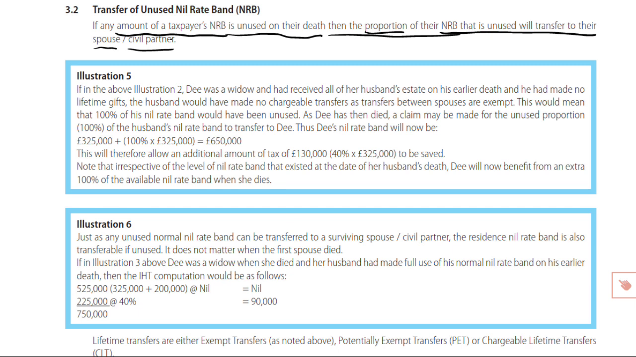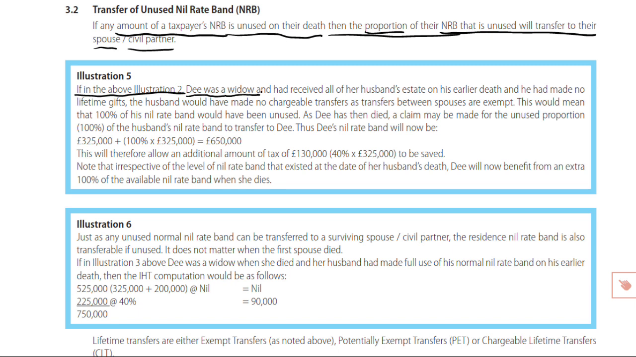So very good news indeed as regards mitigation of IHT liability in terms of succession planning and how to get from one generation to the next the value of any estate that you may have accumulated over your lifetime. Illustration 5 shows us what is happening here in relation to this. If we just read through, if in the above illustration 2, go back and have a look at it if you need to, it was where D died with a £750,000 estate.